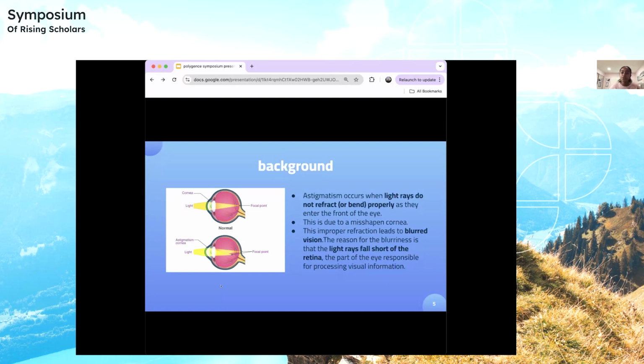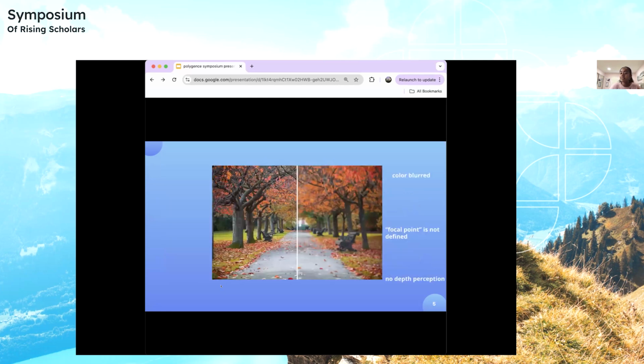So for a more visual representation of that, I have an image over here. To the left, you can see this landscape that I have, and you can see how clear it is. This is what the view of someone who doesn't have astigmatism would look like. However, if you look at the right, you can see there are multiple differences between the image to the left, with someone who doesn't have astigmatism, and the image to the right, the view of someone who does have astigmatism.